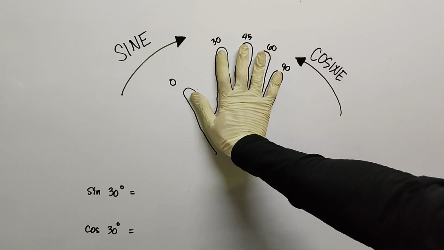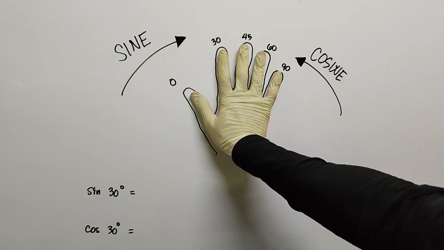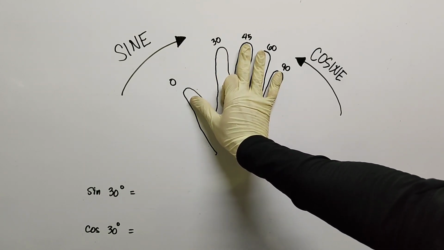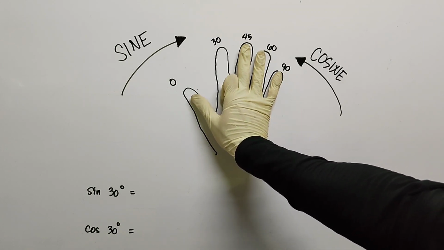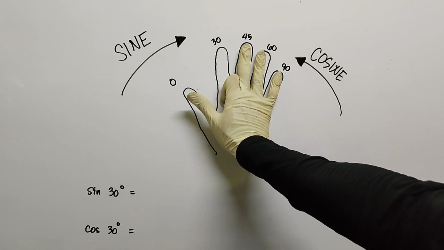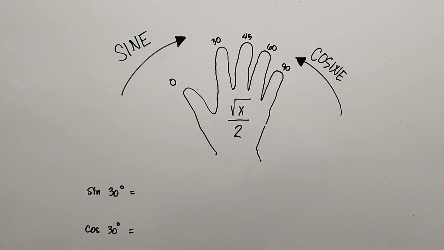For the sine 30, this finger is the 30 degree. So we will fold that finger. And for the sine 30, we count from the left until the folded finger. How many fingers do we have from the left until the folded finger? We have only this one. We have only one. Therefore, our x is 1.